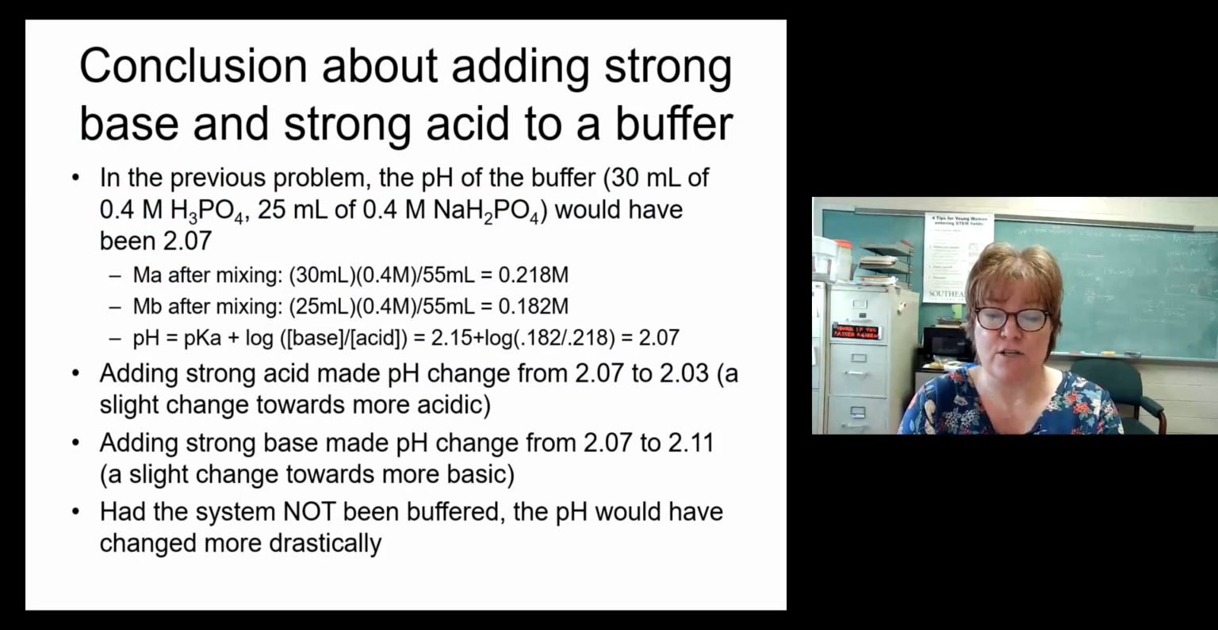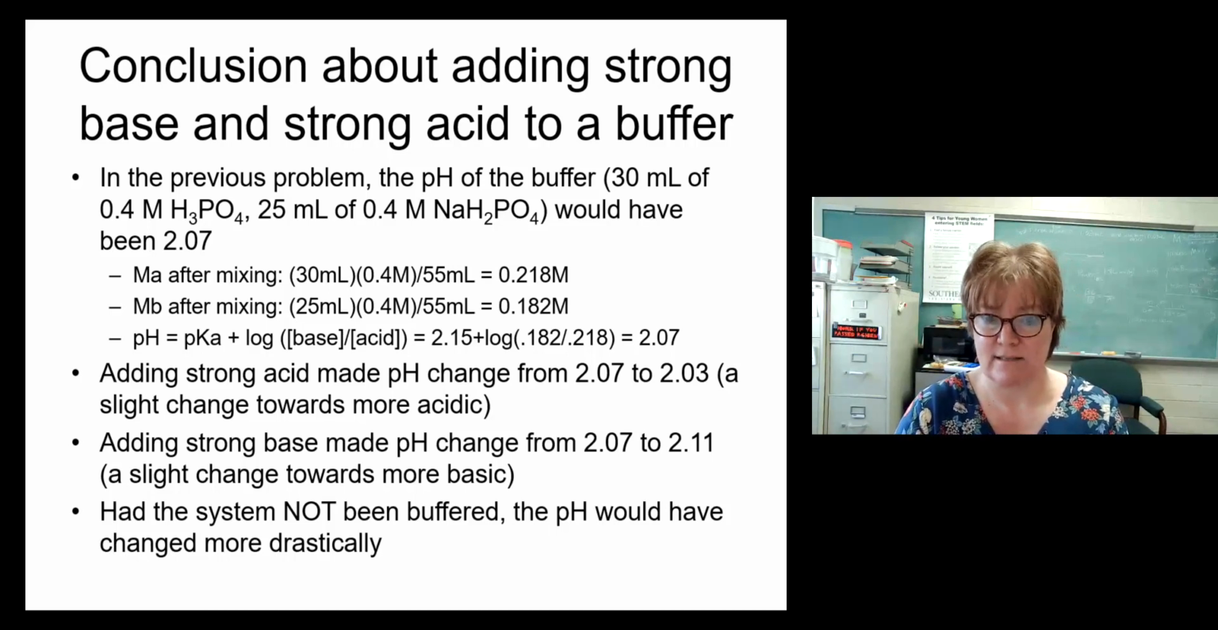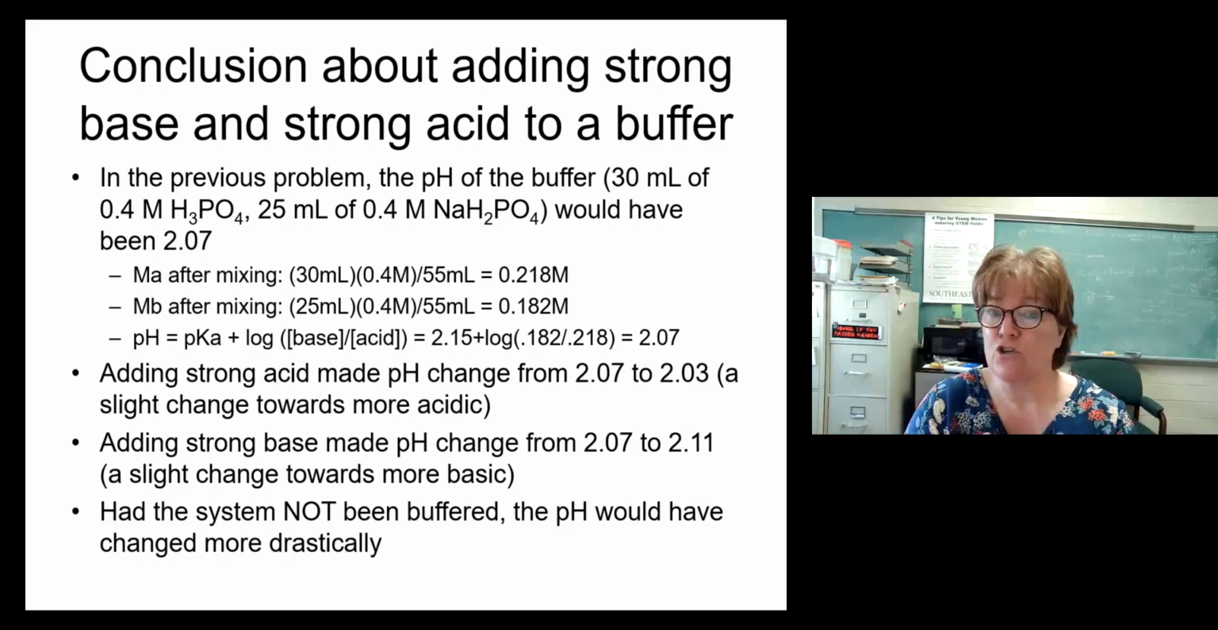The conclusion, hopefully, is that when we go through all this, we're going to see that when you add strong acid, you make a pH change that is slightly more acidic, lower in pH, but not drastically more acidic. And if you add a strong base, it's going to get slightly more basic, higher pH, but not by very much. And if we were to do this with something else like water, which we will do in lab, we should see drastic changes. It's not a buffered system.